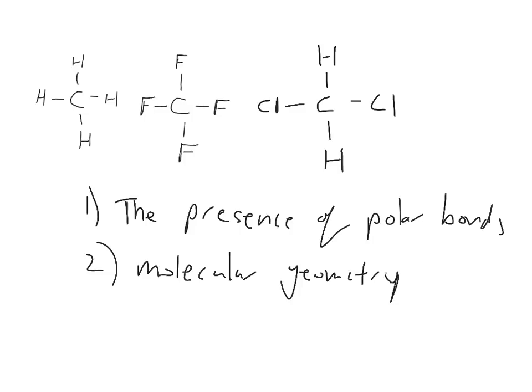So, polar bonds. This doesn't have any polar bonds by most definitions, so this is going to be nonpolar. This has polar bonds. Fluorine's more electronegative than carbon. This has polar bonds. Chlorine is more electronegative than carbon. So these two pass the first test. But then for the second, we have to look at the molecular geometries of both. For that, it'll be easier to see using a model.